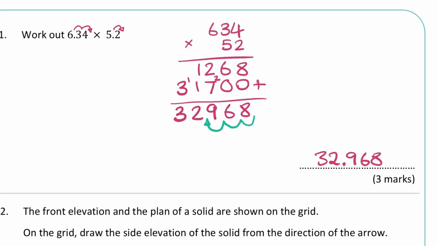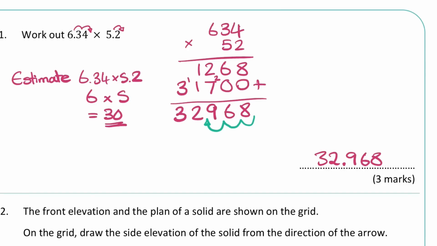Now you can figure out where the decimal's going to go, because if it had said estimate, we can use an estimation process to figure out where it goes anyway. So if it said estimate 6.34 times 5.2, in that scenario we'd round them to 6 and 5. 6 times 5 is 30. So you can see here 32, we know it's in the right place. It's not going to be 329 or 3.29, etc. We know it's going to be around the 30. So you can use that process just to make sure you're very happy with where you've put your decimal.